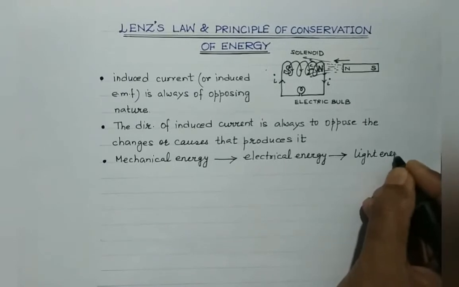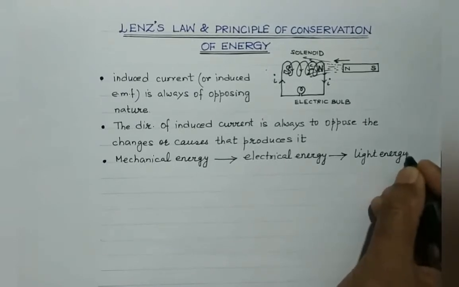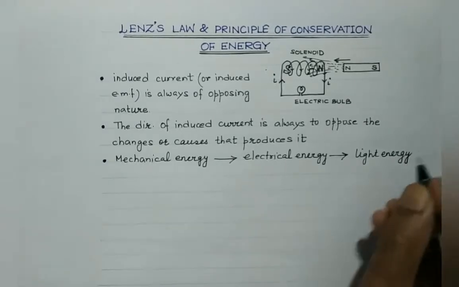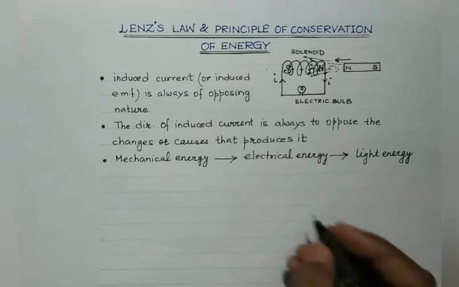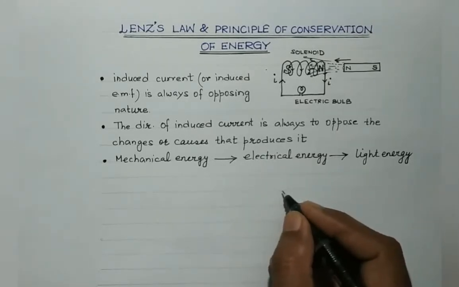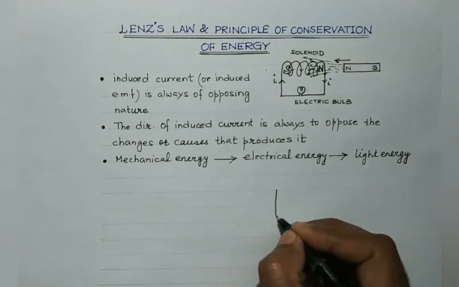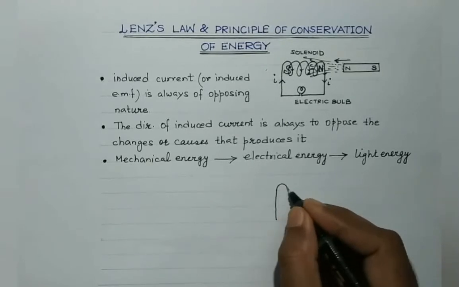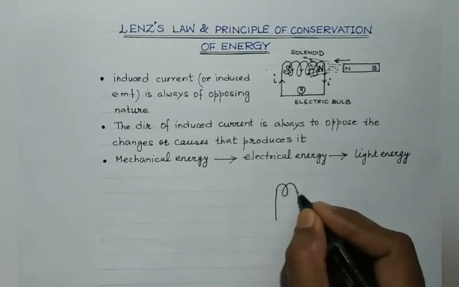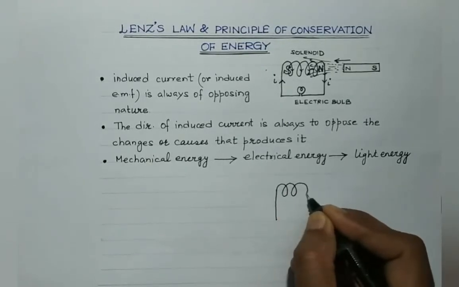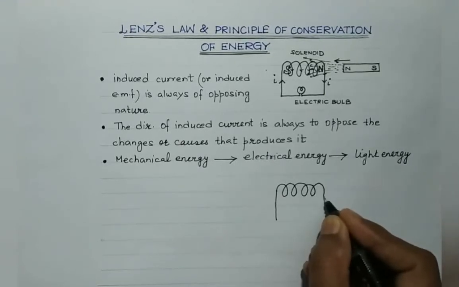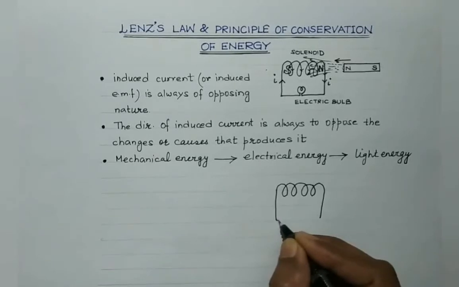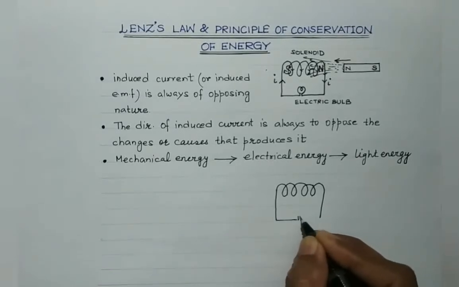So it is perfectly in accordance with the work energy theorem, that is, it obeys the principle of conservation of energy. Now students, let's consider the other scenario. If we consider for a second that the direction of the induced current in the solenoid is against the direction warranted by Lenz's law, then what will happen? Let's check it out.